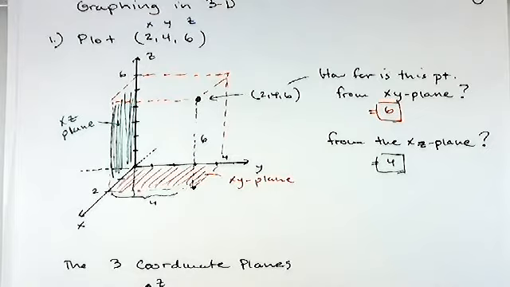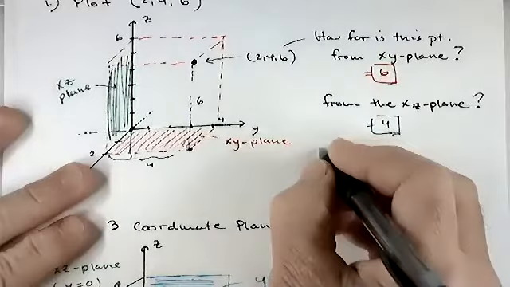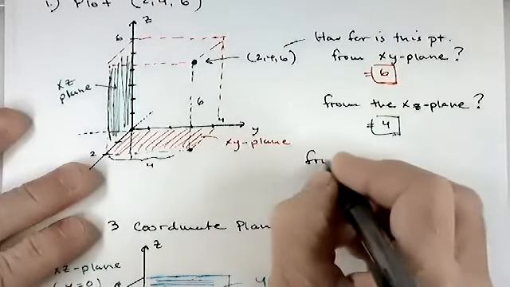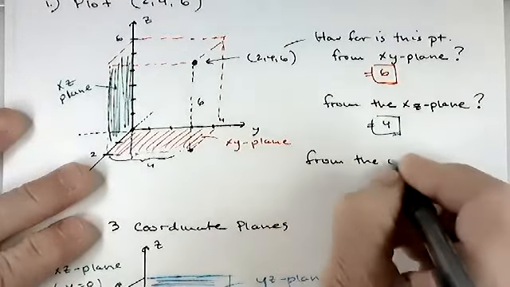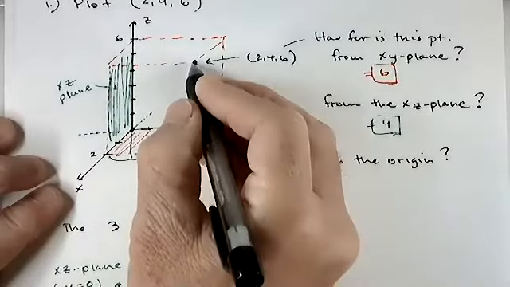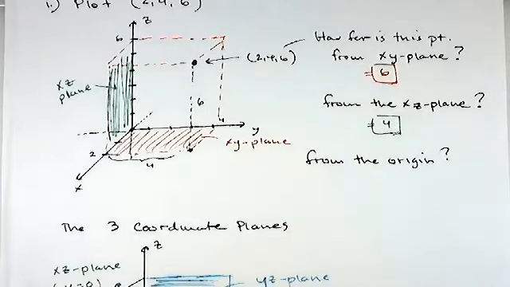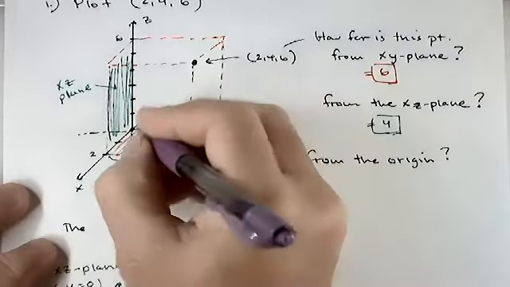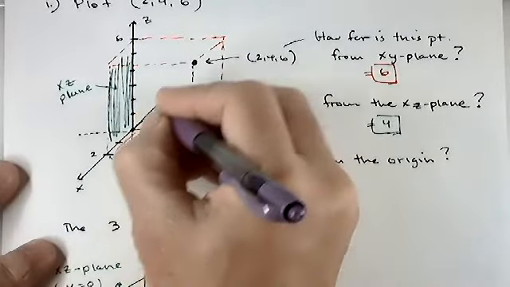What else could I ask? Okay, might as well do this because I know this is coming up. What if I said from the origin? From the origin would be the distance. Do I have another color? Purple, let's see if that works. That's the straight distance from here to here.